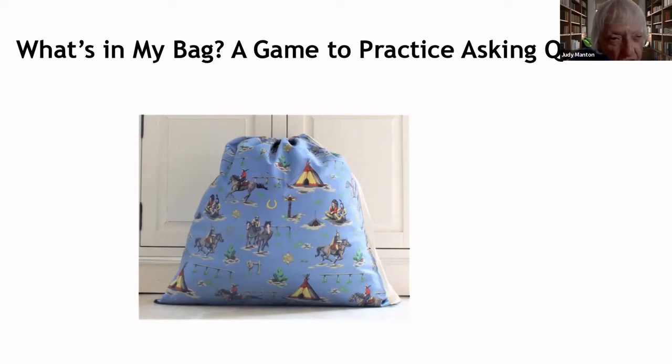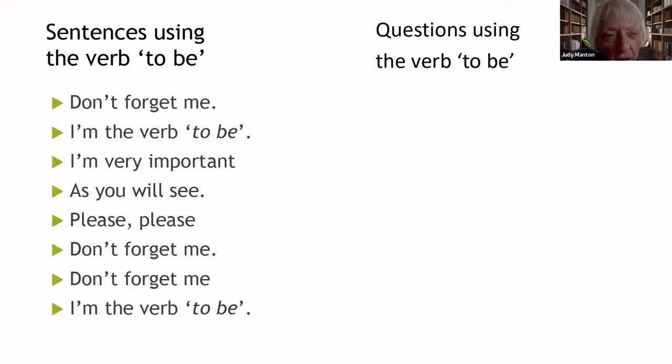Here are sentences using the verb to be and questions asking the verb to be for practice with to be questions. Now, this is a little rhyme. And again, listen to the way my intonation goes as I read it to you. This is from a book called Jazz Chants, okay, for grammar.